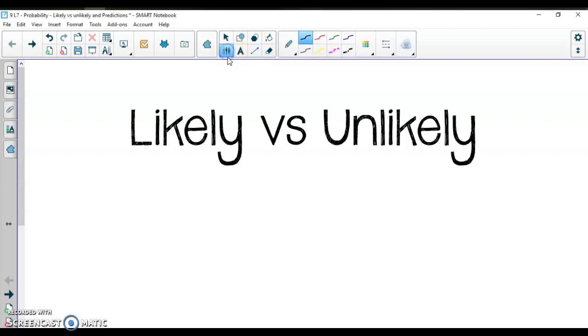Right, today we're going to be adding a couple topics to your notes for today. Major focus is going to be on likely versus unlikely and then also making predictions, but we will drop back and just chat about independent versus dependent again as well.